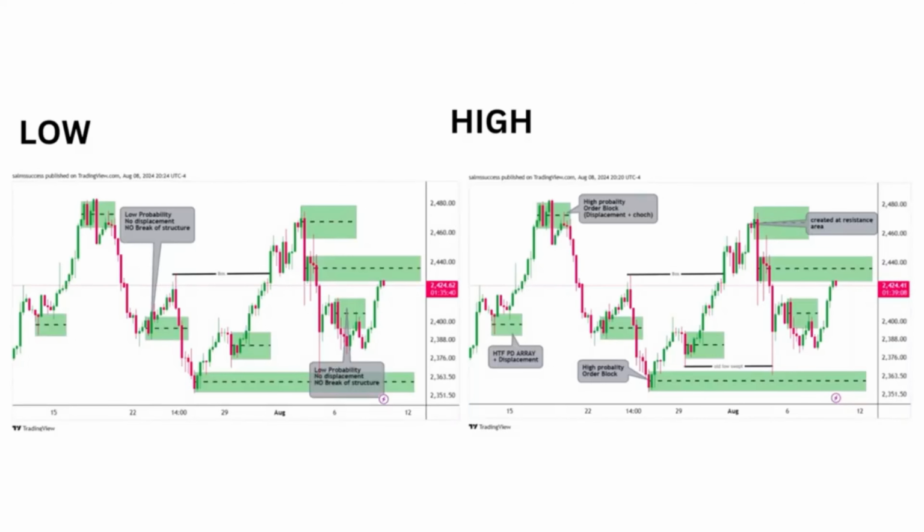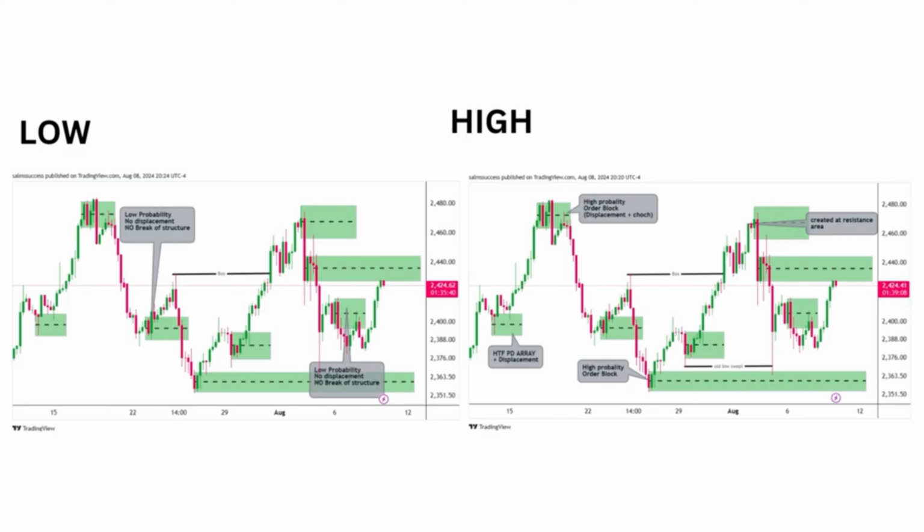Comparing low and high probability order blocks. Let's compare these side by side. On the left, we have a low probability order block, and on the right, a high probability order block. Notice the difference in market context, volume, and historical significance. High probability order blocks have clear evidence of institutional activity and are located in key market areas, making them more reliable for trading. Now, let's apply this knowledge to a real chart.